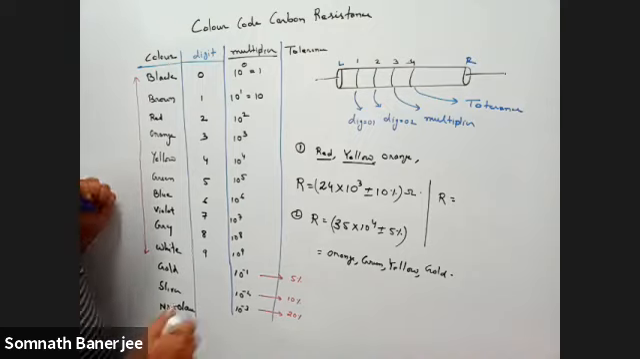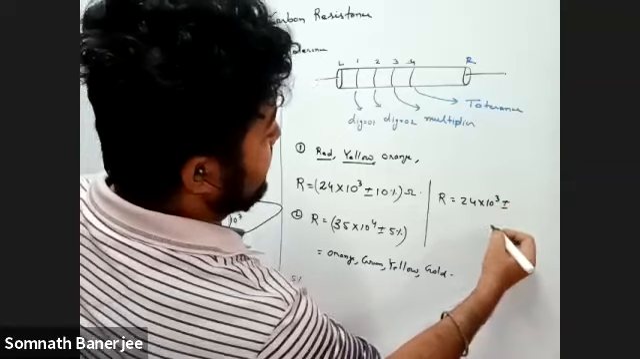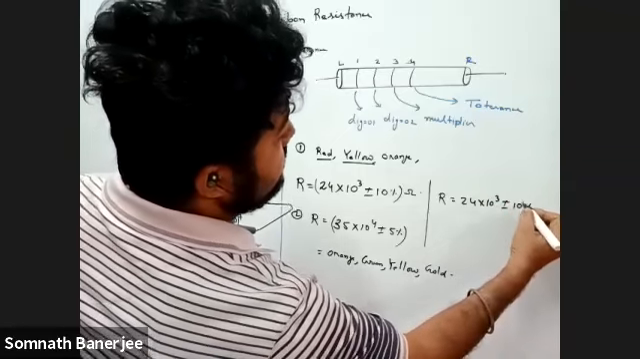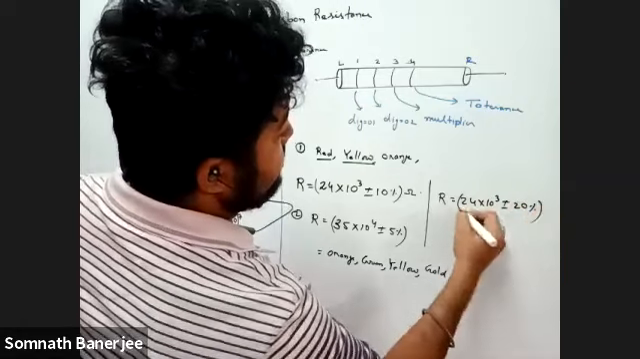20%. So then you can write 24 into 10 to the power 3 plus minus 20%. Sorry, 20%. Hope you understand.